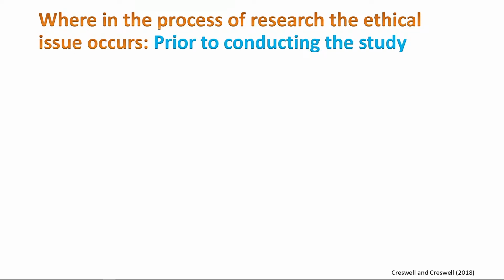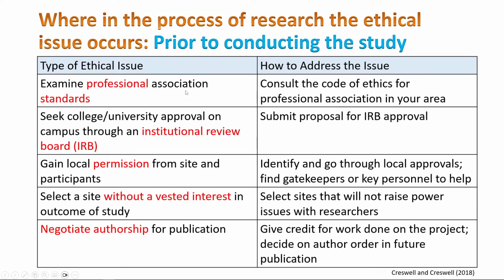We consulted the code of ethics for the American Society of Civil Engineers, which covers the construction management and water students. But for other students who are taking this class, like in computer science, for example, you need to find the code of ethics for your professional association in your area. On Canvas, I'm providing some resources for this. So, examine professional association standards.